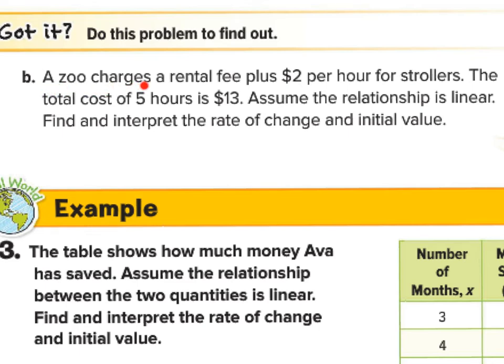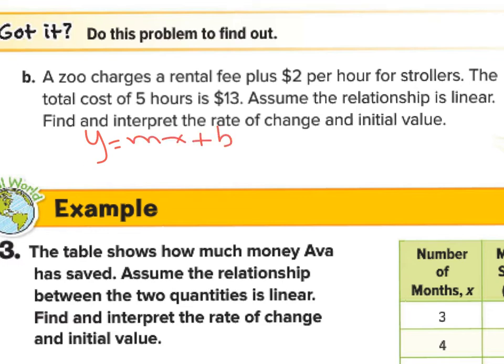A zoo charges a rental fee of $2 per hour for strollers. Okay, $2. That looks like that's my rate of change, right? $2 per hour. Each hour is going to be my x, right? Because the hour is the independent variable that changes. It could be 1 hour, 2 hours, 3 hours, and so on. The total cost of 5 hours is $13. Assume the relationship is linear. Find and interpret the rate of change and the initial value. So, okay, let's start with y equals mx plus b, right?